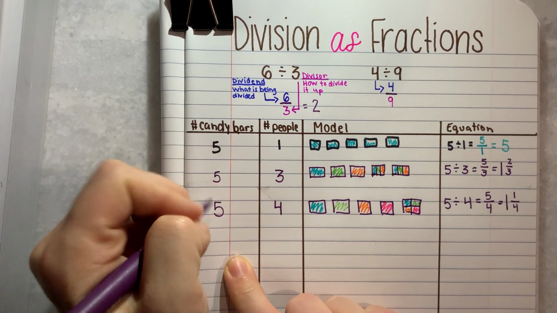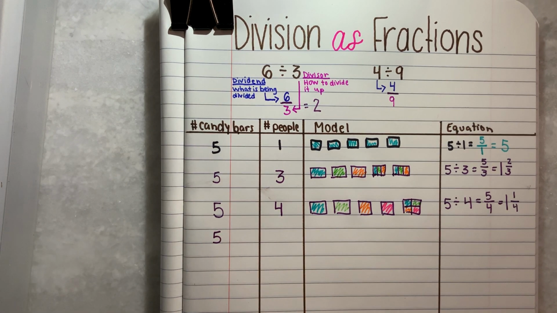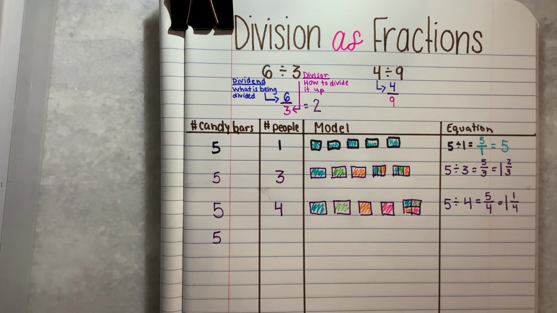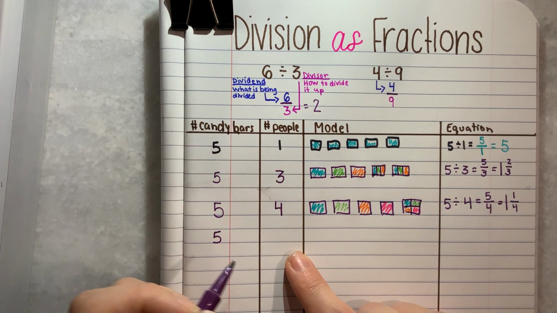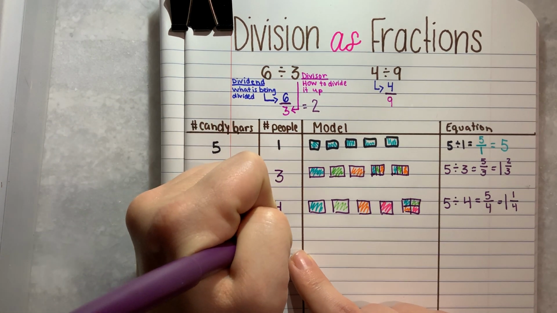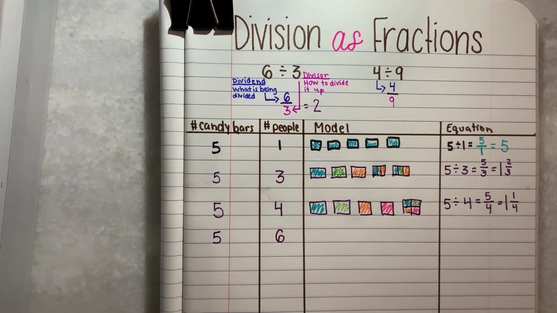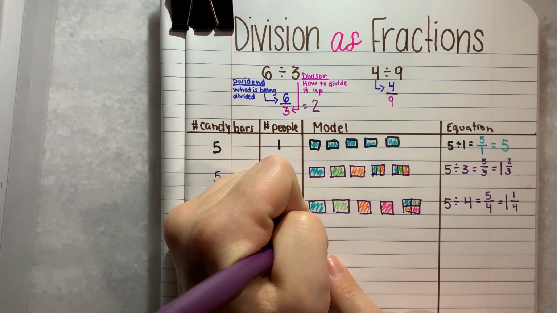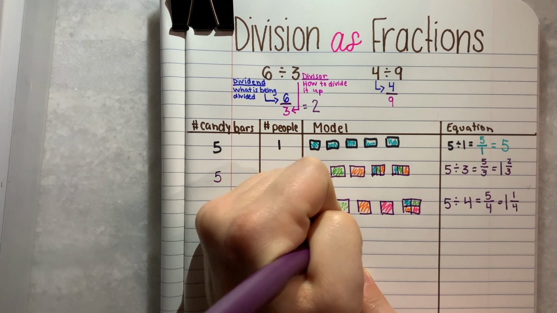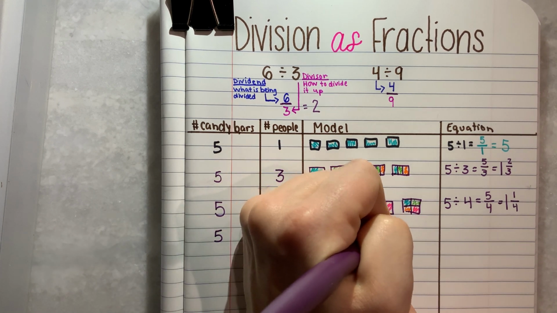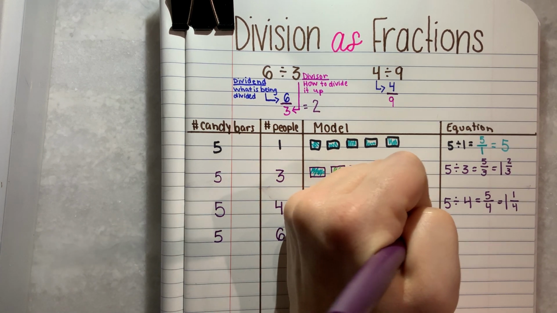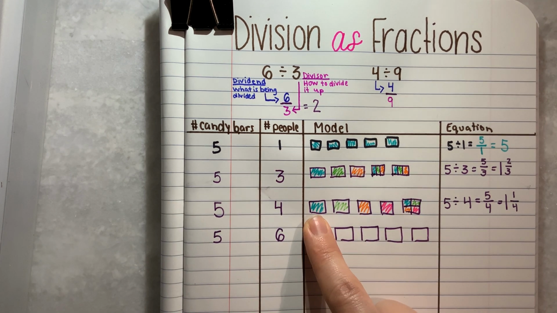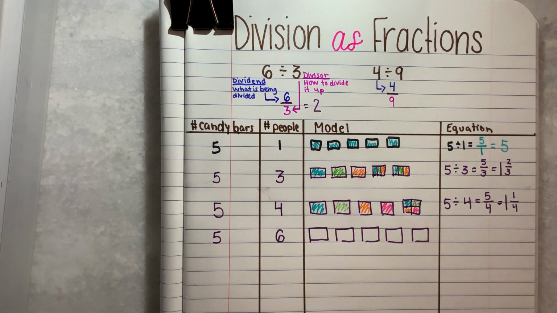But what would happen if we had those 5 candy bars, but we wanted to share them equally with 6 people? Let's say 6. Okay? So I want you to go ahead and give that a try with me as we go through that. So again, we have our model. We have 5 candy bars. But I can't make each person have an entire one.